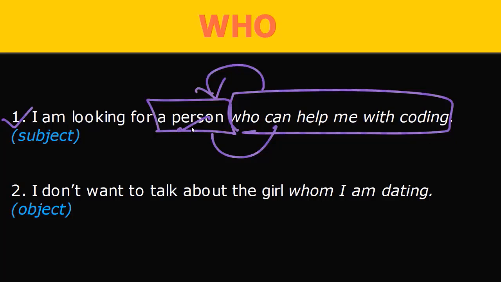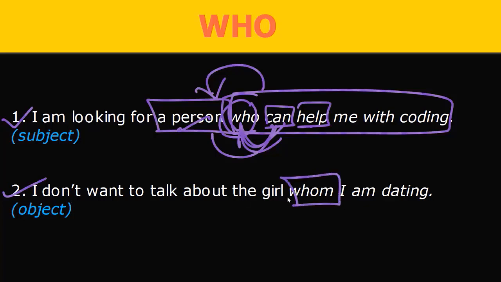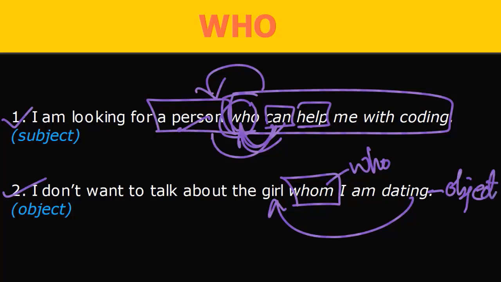So as I told you, it refers to a person and gives information about it. The information can be essential, non-essential, and it is functioning as the subject of the relative clause. Who can help, right? So this is the doer of the verb help. Okay. Second example. I don't want to talk about the girl whom I am dating. I deliberately used whom here, right? So I don't want to talk about the girl. Which girl? Whom I am dating. So whom can be replaced with who, right? So I don't want to talk about the girl who I am dating. So here, who is referring to the girl, which is working as the object of the verb dating, right?